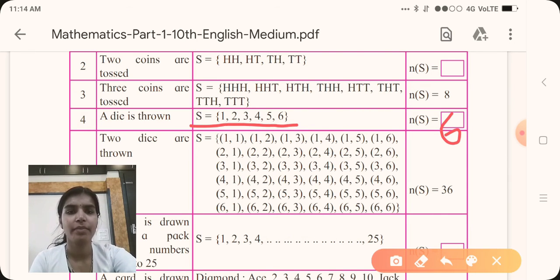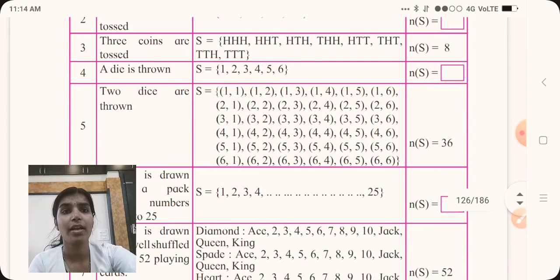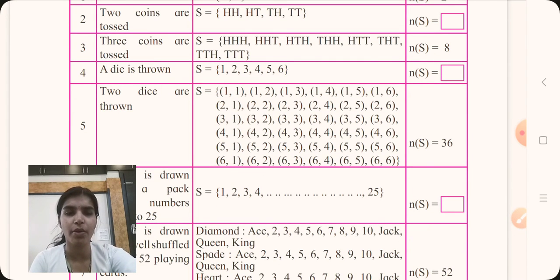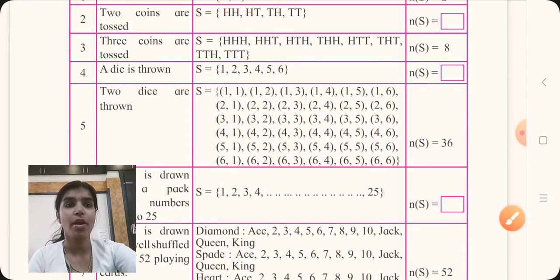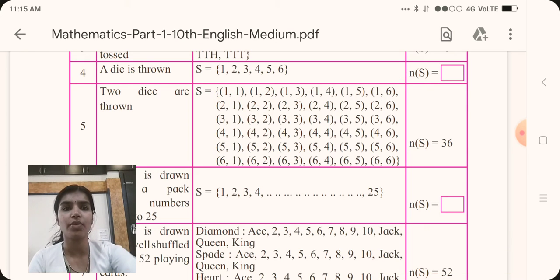Then when we throw two dice simultaneously, there are 36 possibilities. How do you write down these 36 possibilities? You take 1 on the first dice and write down 1, 2, 3, 4, 5, 6 on the second. That means with 1 you write down the 6 outcomes on the second dice. With 2 you write down the 6 outcomes on the second dice. In the same way you make the 36. So here n(S) is 36.